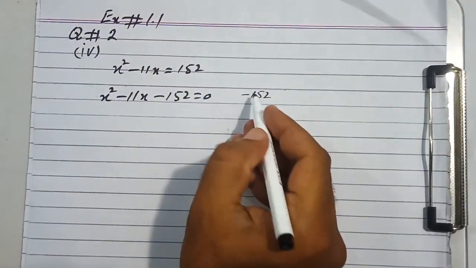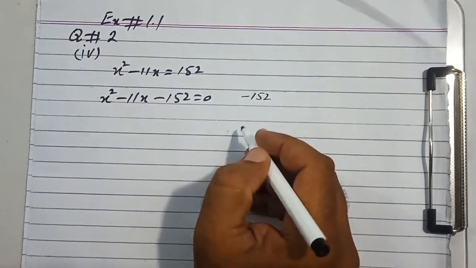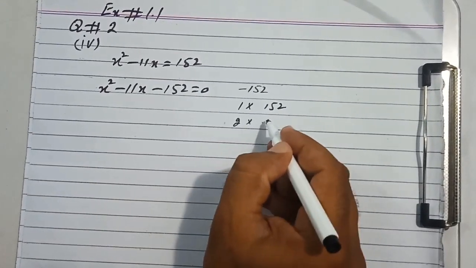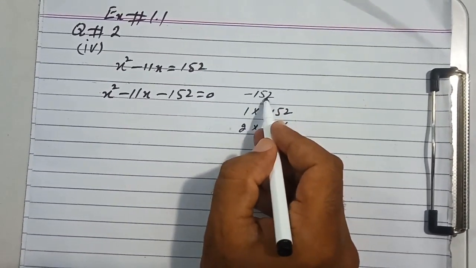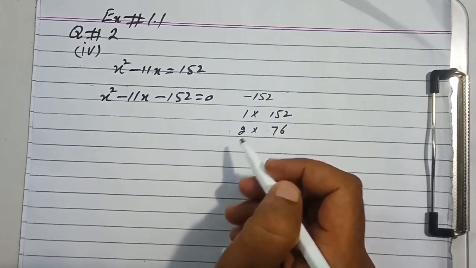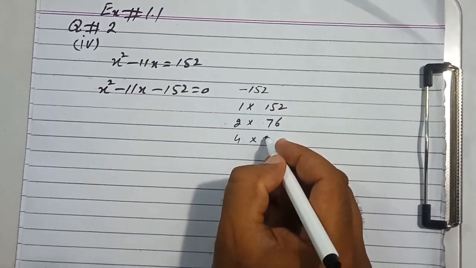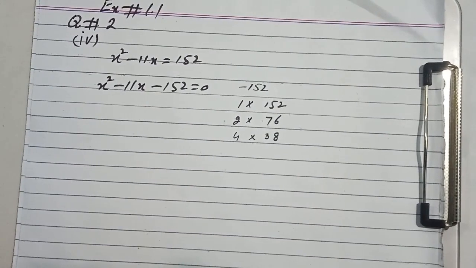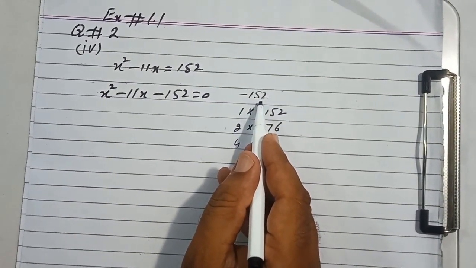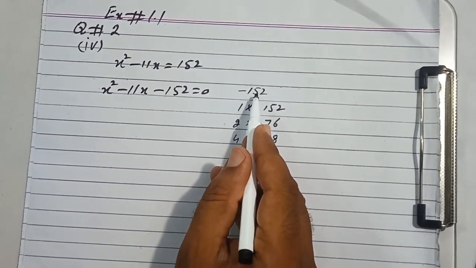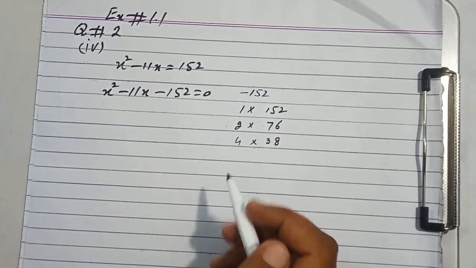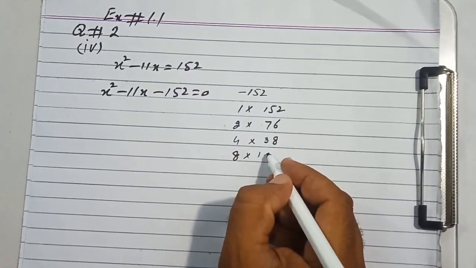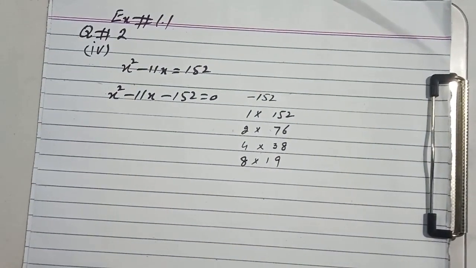So break this minus 152 into factors, and I will write all the factors in this way: 1 multiplied by 152, 2 multiplied by 76, 3 is not a factor of 152, 4 multiplied by 38. 4 3s are 12, carry 1, 4 8s are 32. 5 is not a factor, and 6 is also not a factor, 7 is also not a factor of 152, and 8 is a factor. 8 multiplied by 19: 8 1s are 8, 72, and 8 9s are 72.